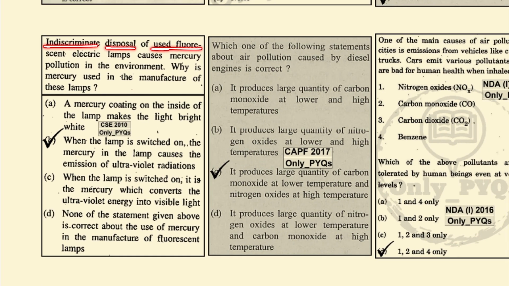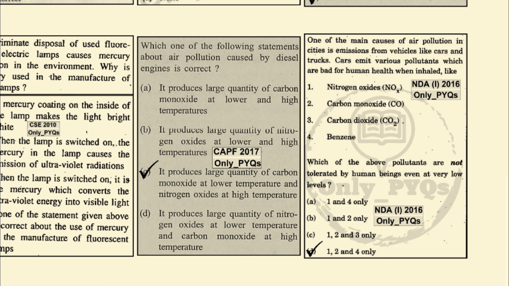Indiscriminate disposal of used fluorescent electric lamps causes mercury pollution in the environment. Why is mercury used in the manufacturing of these lamps? Mercury is used in these lamps because when the lamp is switched on, the mercury in the lamp causes the emission of ultraviolet radiations. Which one of the following statements about air pollution caused by the diesel engine is correct? It produces a large quantity of carbon monoxide at lower temperature and nitrogen oxides at higher temperature.